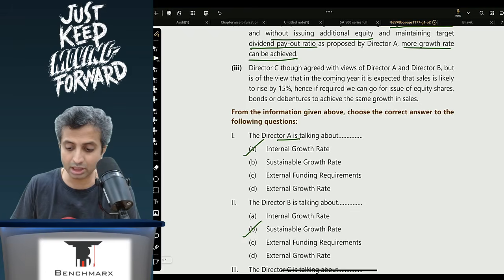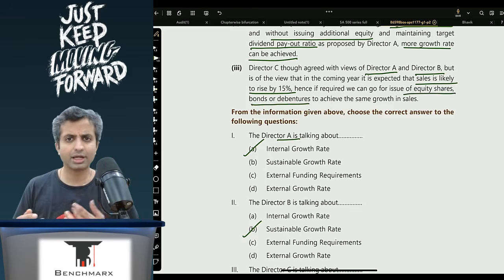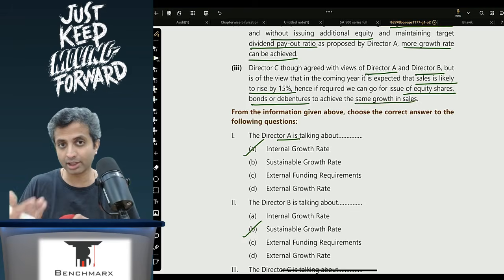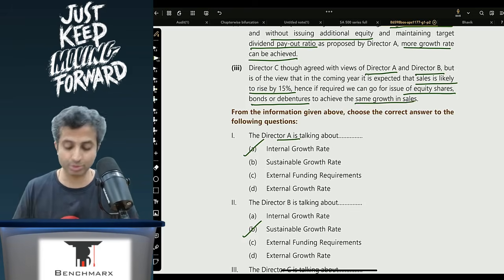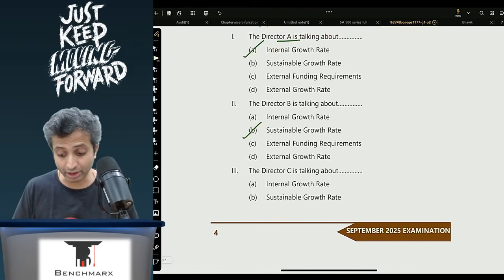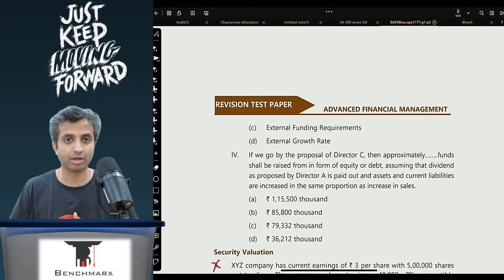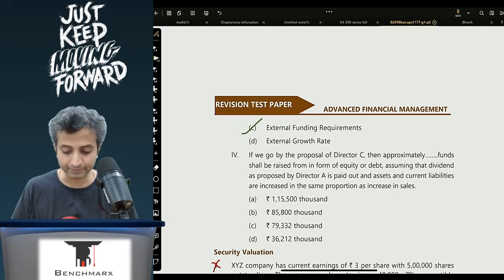Now, Director C agreed with the views of A and B, but is of the view that in the coming year it expects the sales are likely to rise by 15%. Hence, if required, we can go for issue of shares, bonds or debentures. So, Director C is okay raising funds to achieve that growth in sales. So, over here, I might need certain external funds if 15% growth has to be achieved. So, Director C is talking about not internal or sustainable, because these kind of preempt that there will be no external funding. Over here, Director C is open to raise external funds, and hence your option C can be taken.